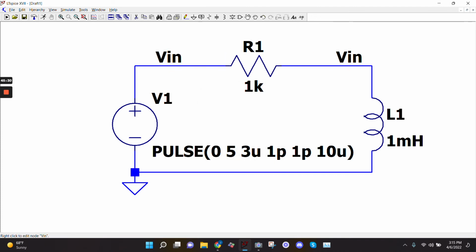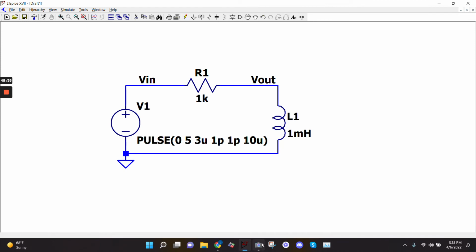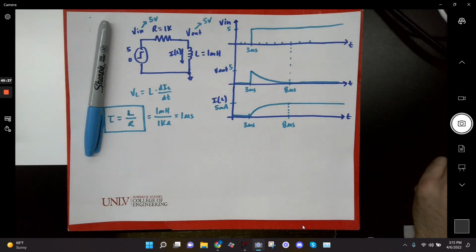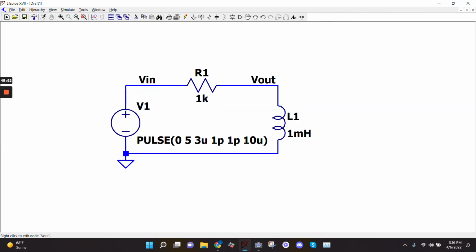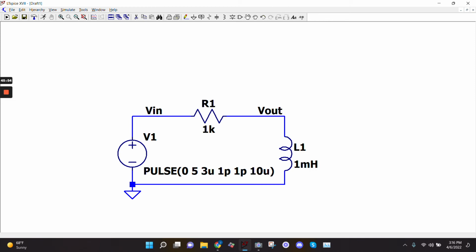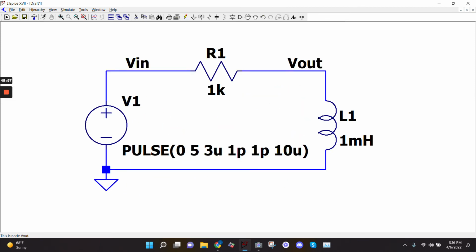All right, so I've got my circuit here going from 0 to 5 at 3 micro. That's exactly what I did here, right? And so we should see this exact behavior. V out should shoot up to 5 and then bleed down, and my current should slowly rise up to 5 milliamps, because in steady state, V out is going to be 0 because the inductor is going to act like a wire. If there's 0 at V out and 5 at V in, I'm going to have 5 milliamps flowing through the resistor, and this is one single loop, so it will be 5 milliamps flowing through the inductor as well.